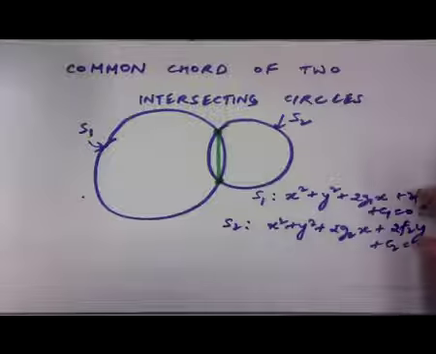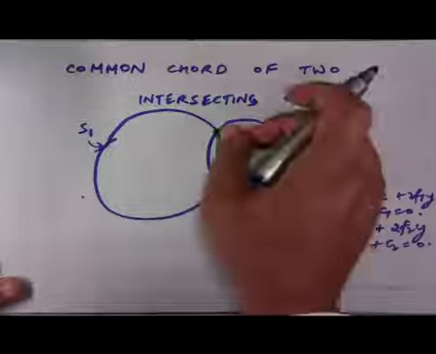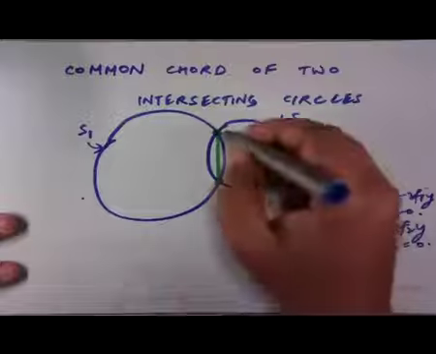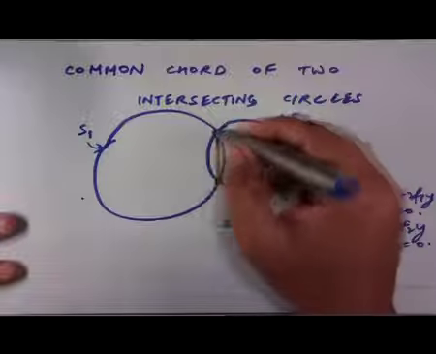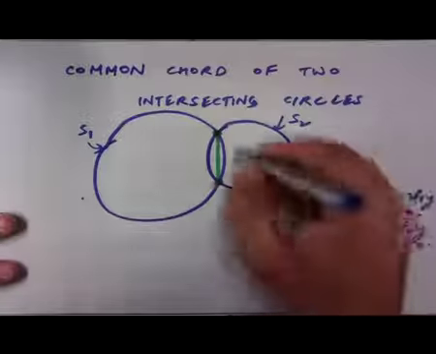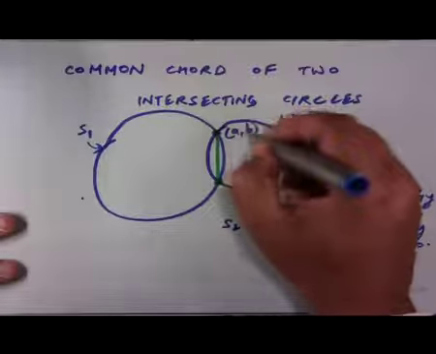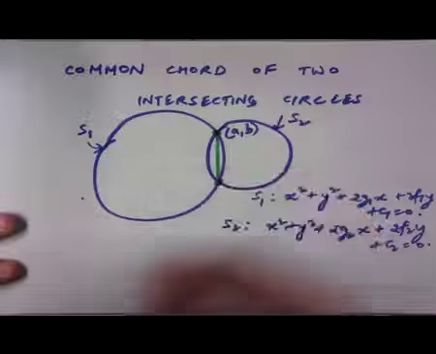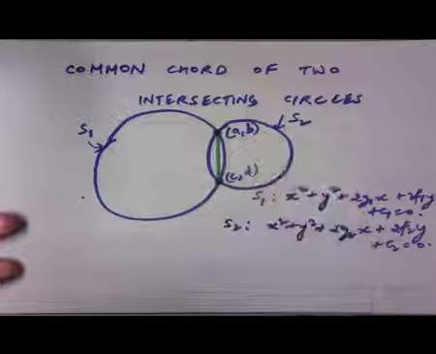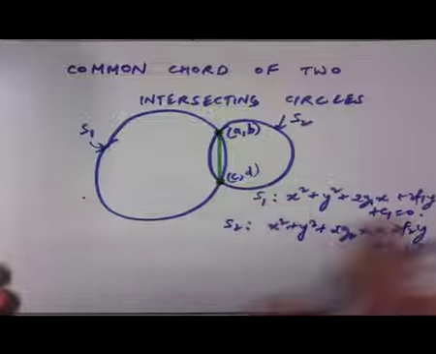So, if we are given the two equations of these two circles, how do we find the equation of this common chord? Let us say that the coordinates of these two points of intersection are a comma b for this point, and c comma d for this point. Both these points, a comma b and c comma d, will satisfy these two equations.